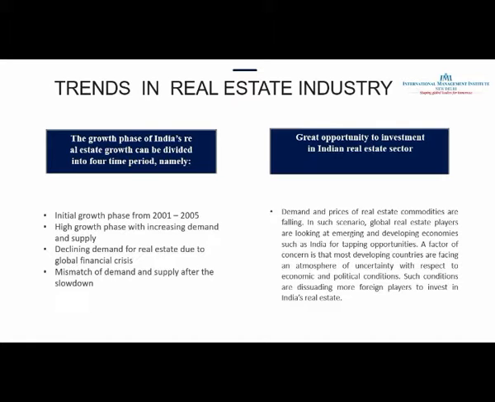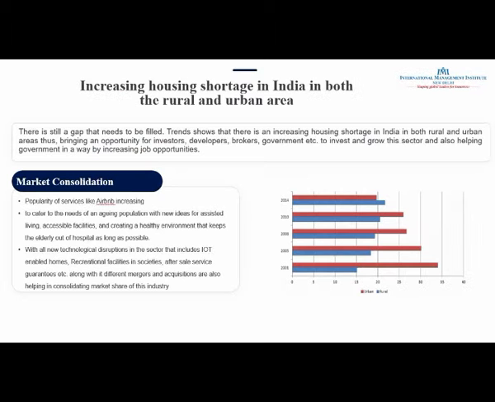The real estate sector has shown a lot of fluctuations. There has been both growth and decline due to certain factors, and so we have identified different phases for the same. Initial growth phase from 2001 to 2005, high growth phase with increasing demand and supply, declining demand for real estate due to the global financial crisis, and mismatch of demand and supply after the slowdown. After a considerable downfall in the real estate sector, different technological trends came into the picture.